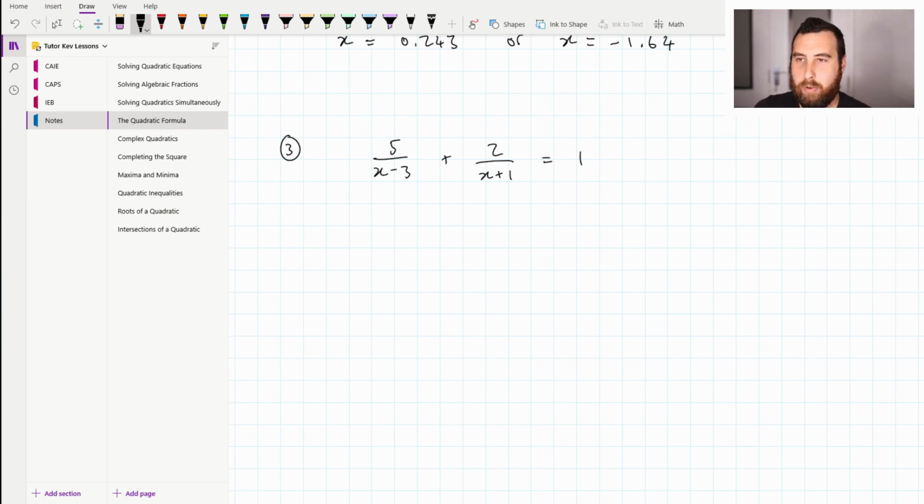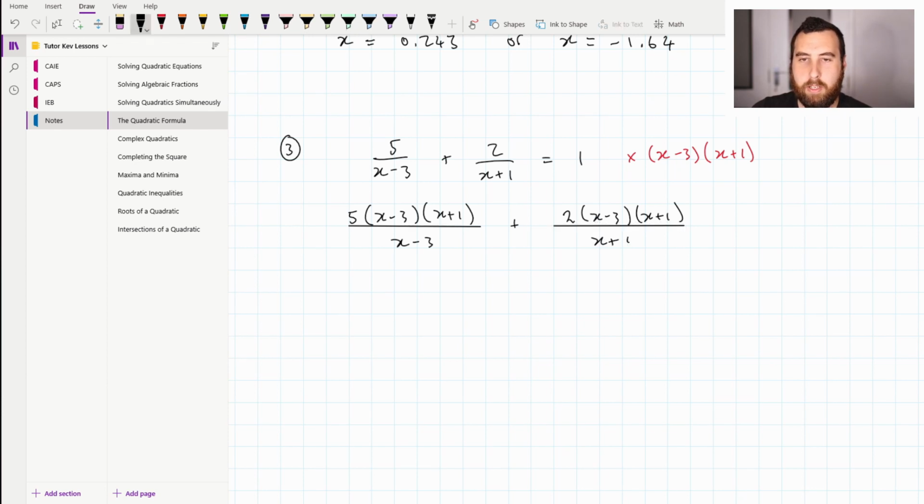Great, so let's get started. So what we learned from the second video is that we need to get rid of our denominators. So to do that, I'm going to multiply every single term by the denominators of the fractional terms. All right, so let's do it. So I'm going to have 5 times x minus 3, x plus 1, all over x minus 3, plus 2 times x minus 3, x plus 1, and that's going to be all over x plus 1, and that is equal to 1 times x minus 3, x plus 1.